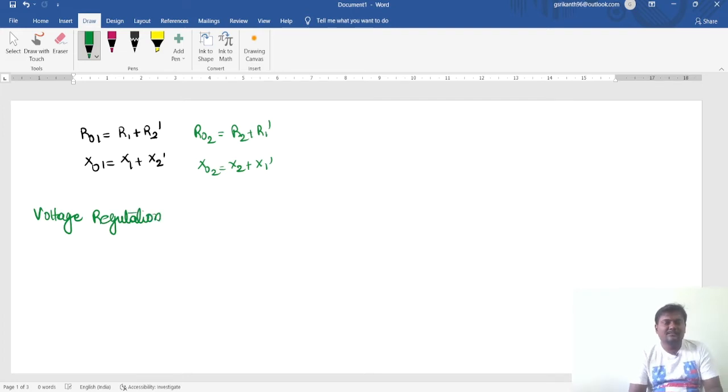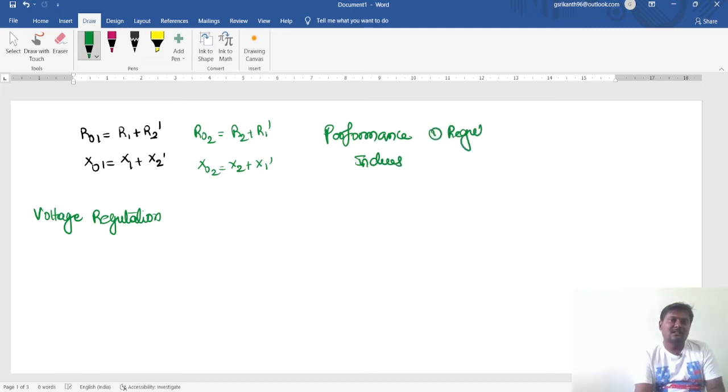In order to know the performance of the machine or the device, we require two indices. Performance indices are one is regulation and another one is efficiency. If you go for motors, we can calculate the speed regulation. If it is a generator, we can calculate the voltage regulation. For a transformer, we should concentrate on voltage regulation.